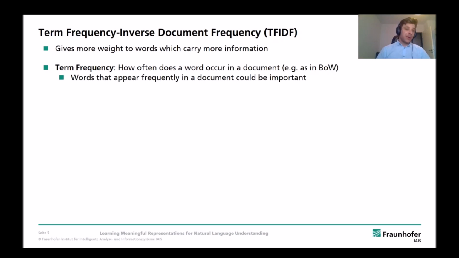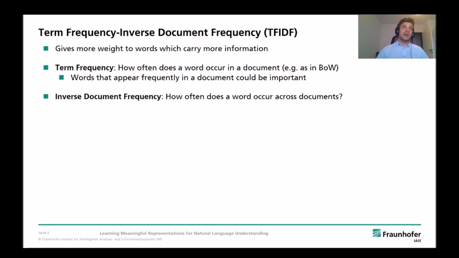Words that appear more frequently should be more important to the document. However, as we saw in the example before, the word "the" occurred quite frequently, but didn't have any information. So this is where the inverse document frequency comes into play. The inverse document frequency asks the question, how often does a word occur across documents? And of course, words which occur often across documents are not as meaningful. So "the", for example, is an irrelevant word.